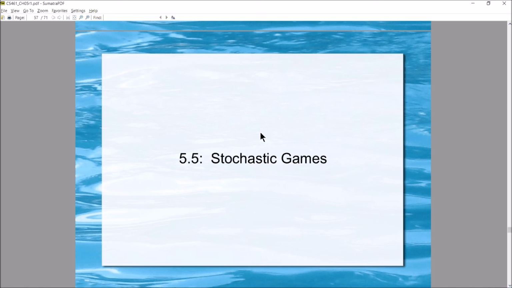Alright, so that's the end of section 5.4. Next video we'll talk about stochastic games, which has to do with introducing randomness in the games, like die rolls for Monopoly, rolling the 2d6, or backgammon, rolling those 2d6, and how the AI works with that.